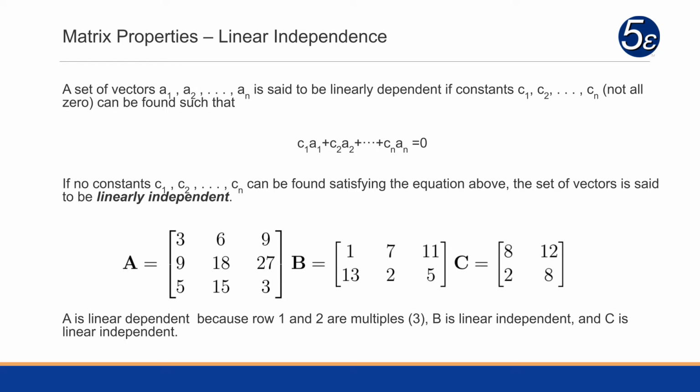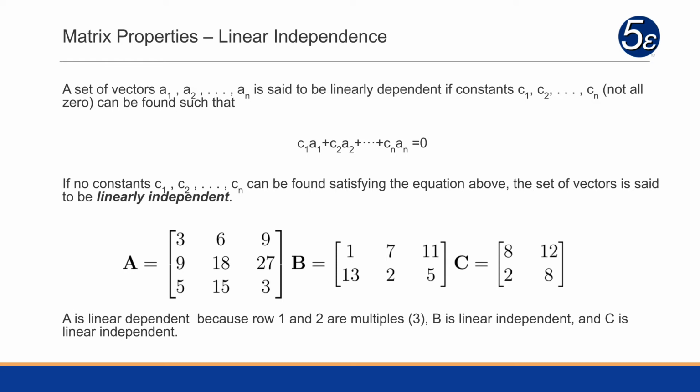Now, a little bit more advanced in terms of linear algebra is this concept of linear independence. So a set of vectors is linear dependent if you have a constant that can be found such that we can multiply that constant by each entry and end up with a 0. If no constants can be found satisfying the equation above, then the set of vectors is said to be linear independent.